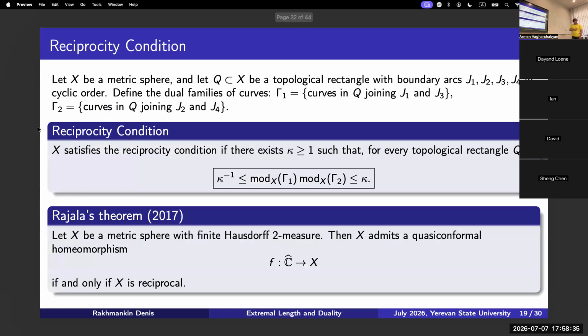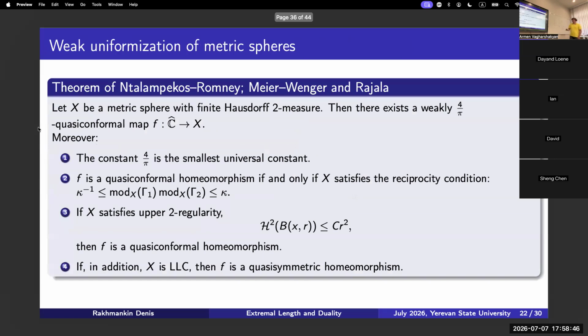Of course, I think there's some nice criterion for the reciprocity condition. Yes, there is at least one, and maybe I will show it right now. For example, this one is if it satisfies upper regularity. If all balls have measure not larger than r squared, there is a quasi-conformal homeomorphism, and point 2 is the same as the Rajala theorem that I already showed. This is one geometric criterion for the theorem. To be fair, that's the only one that I know.